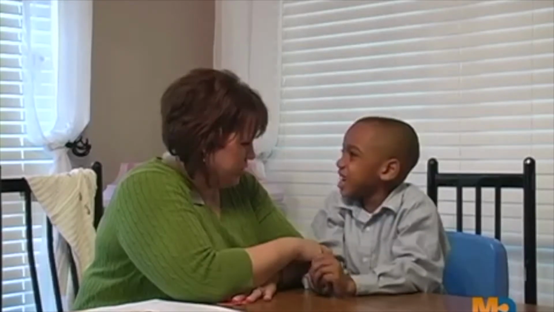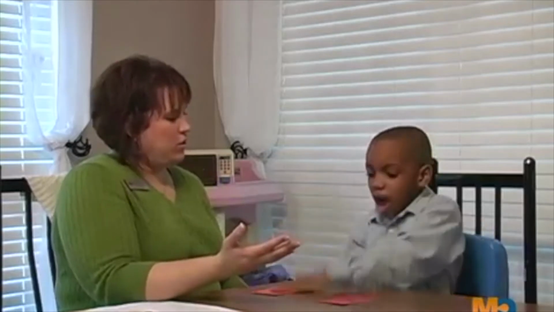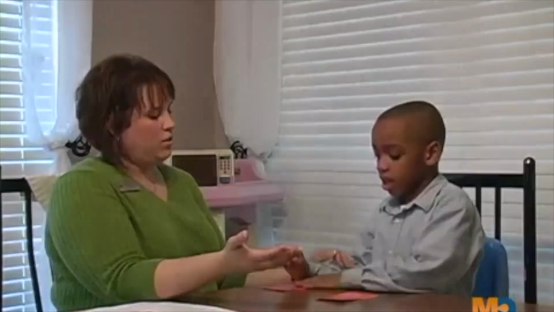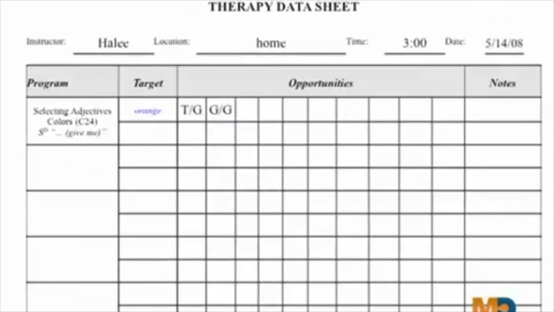What you saw in this video was Haley giving the SD, Give Me Orange, with a red distractor card out. Cameron reaches for the red, so Haley quickly gestures to the orange. He then gives her the card. So she would score a G for gesture.